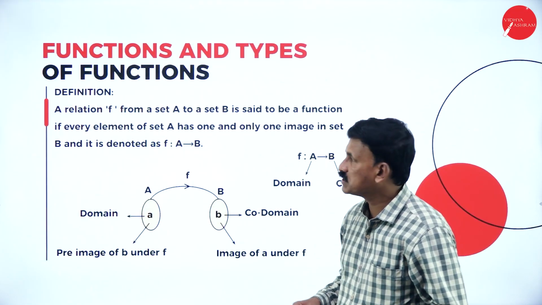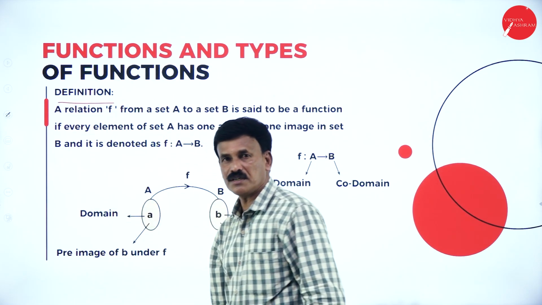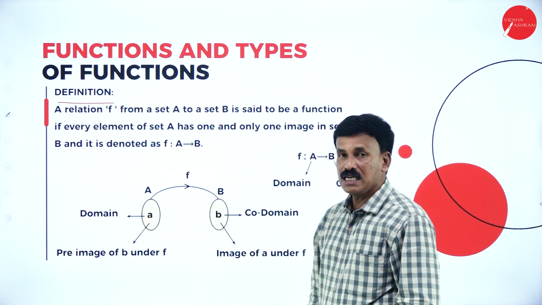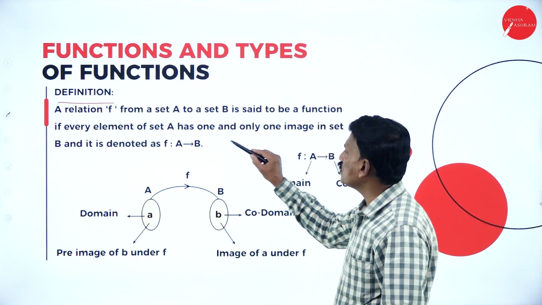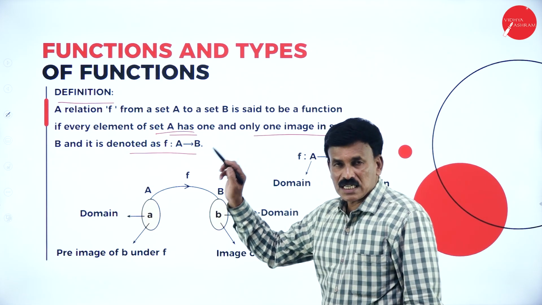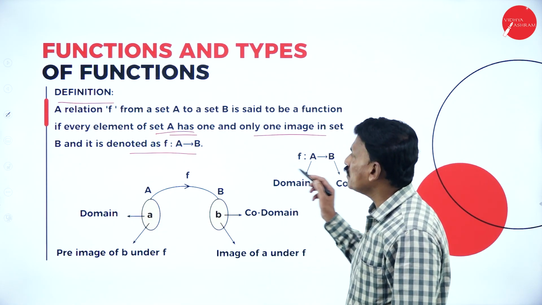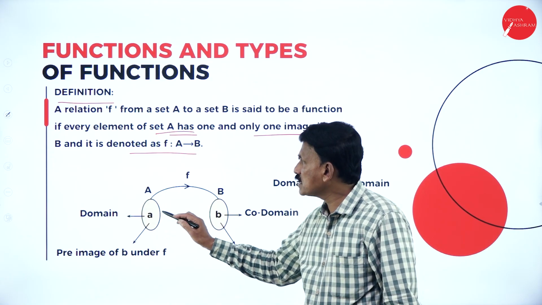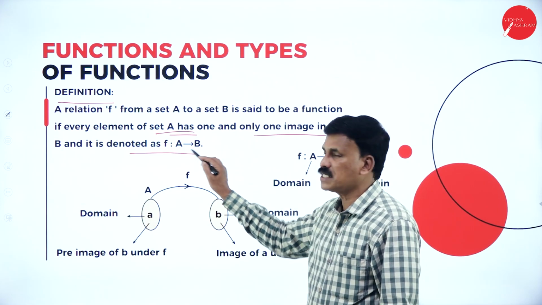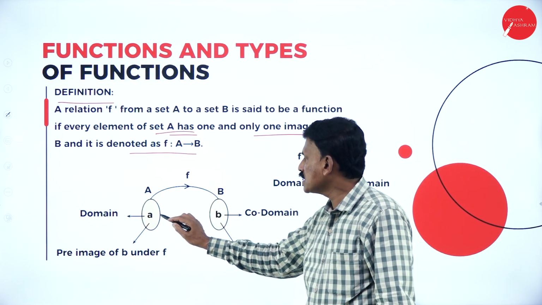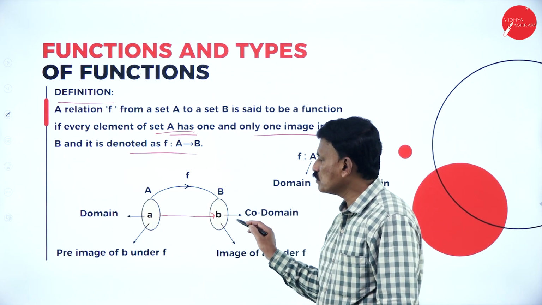Now, let us come to functions. What is the definition of a function? Let us know the definition of a function. A relation F from a set A to a set B is said to be a function if every element of the set A has one and only one image in the set B, and it is denoted as F from A to B. So, this is called a relation, and F from A to B is called a function.